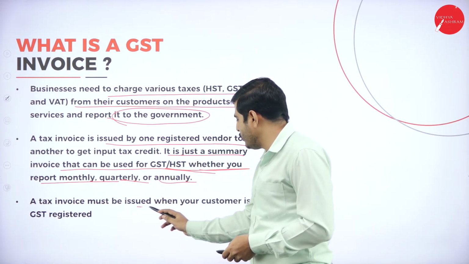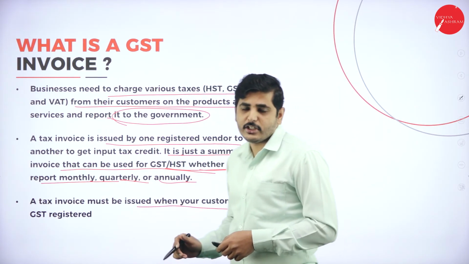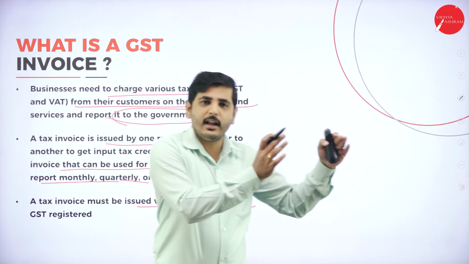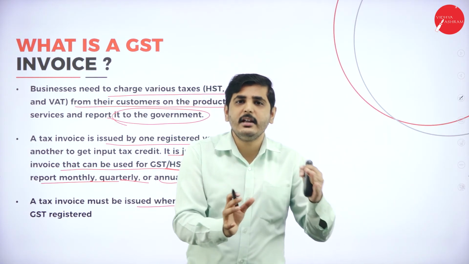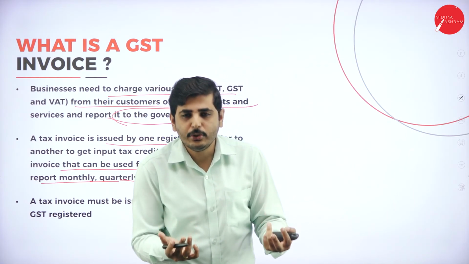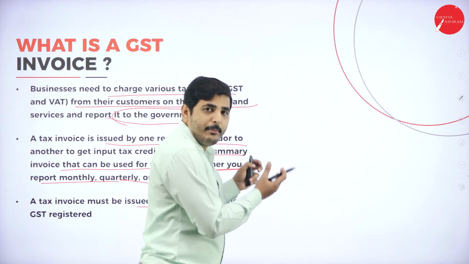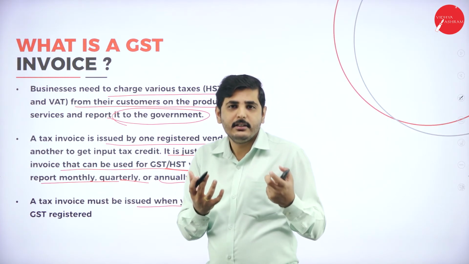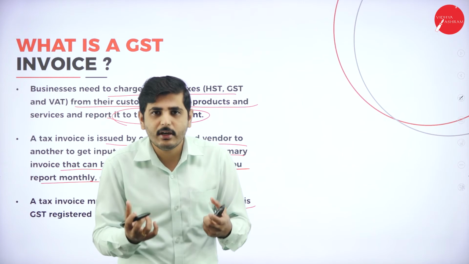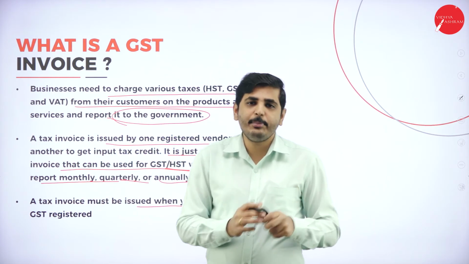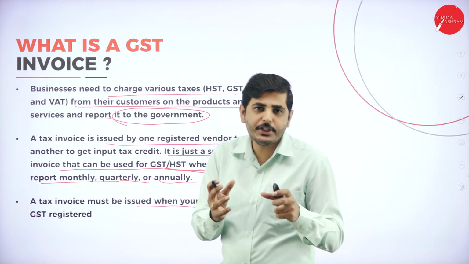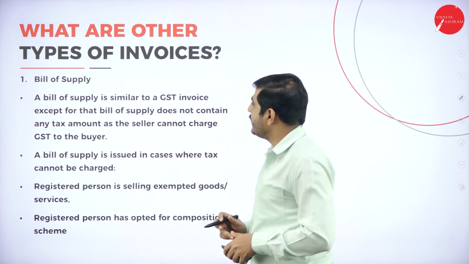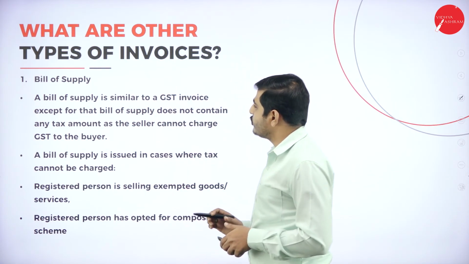A tax invoice must be issued when your customer is registered. So only a registered person can issue the tax invoice to another registered person. So if the recipient is an unregistered person, again we cannot issue the tax invoice, because in the tax invoice we have to mention the GST TIN number or unique number provided by the tax authority. We have to mention both the recipient's registered number and also the supplier's registered number. So if one registration number is not there, the registered person cannot issue the tax invoice. Next point, what are the other types of invoice? So bill of supply.